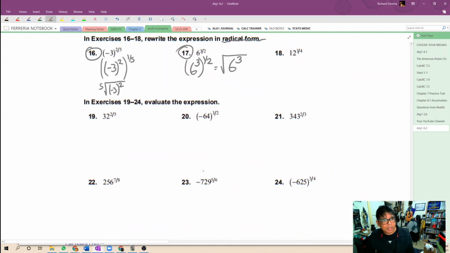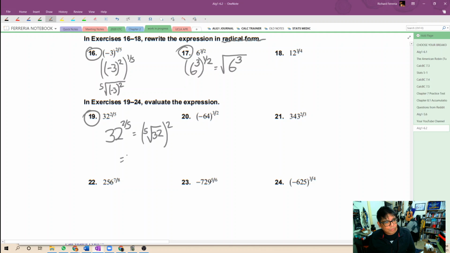Now for 19 through 24, we're supposed to evaluate this stuff. So let's start with 19. We've got 32 to the 2/5 power. And I think we should do the 5th root first. So we want the 5th root of 32, and then we're going to square it.